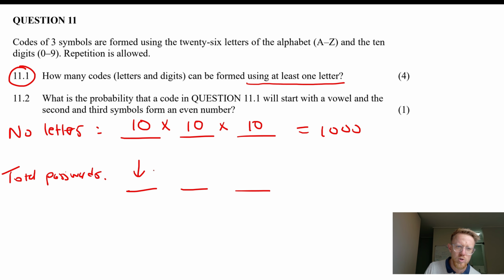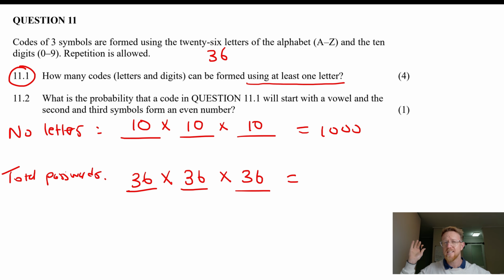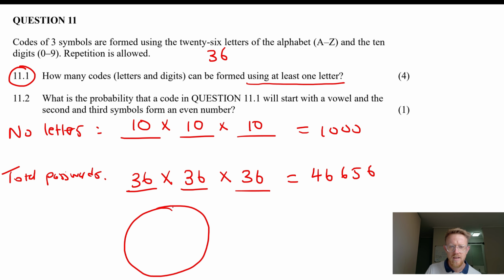Well, when you look at your first position, you have 26 letters available, or you have 10 digits available. So you've got 36 different things that you can choose, right? For the next position, you also have 36 different things you can choose. And for the next position, you also have 36, because you can choose any one of the 26 letters or any one of the 10 digits. So that would be 46,656. So guys, what this means is that there is a total of 46,656 passwords that we can make.